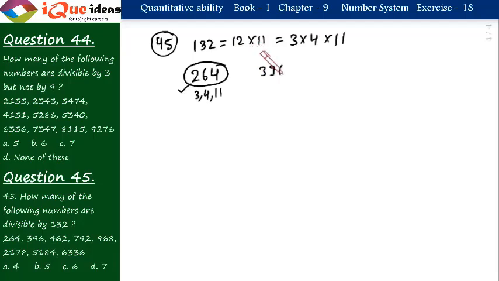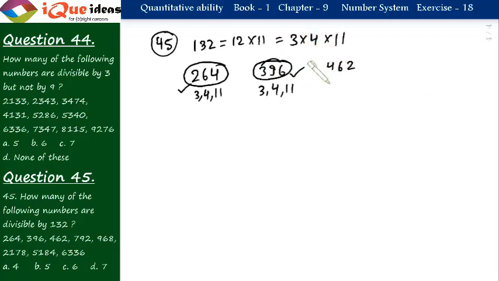Next option, that is 396. Is it divisible by 3? All the digits are multiples of 3, so it has to be divisible by 3. Last two digits 96. It is divisible by 4. And for 11, add 3 plus 6, 9 minus 9, 0. So this also has to be counted as the correct answer because it is divisible by 11.